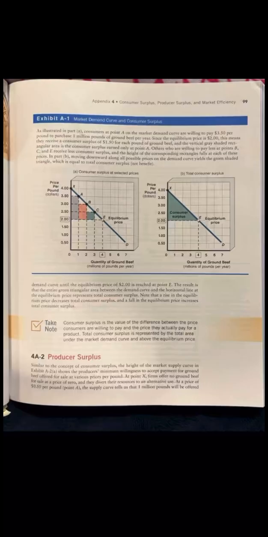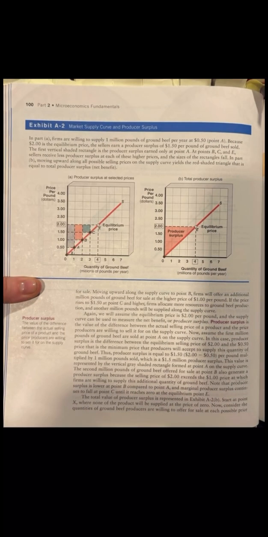For A2, producer surplus. Similar to the concept of consumer surplus, the height of the market supply curve in Exhibit A2A shows the producer's minimum willingness to accept as payment for ground beef offered for sale at various prices per pound. At point X, firms offer no ground beef for sale at a price of $0. They divert their resources to alternative use. At the price of 50 cents per pound, point A, the supply curve tells us that 1 million pounds will be offered for sale.